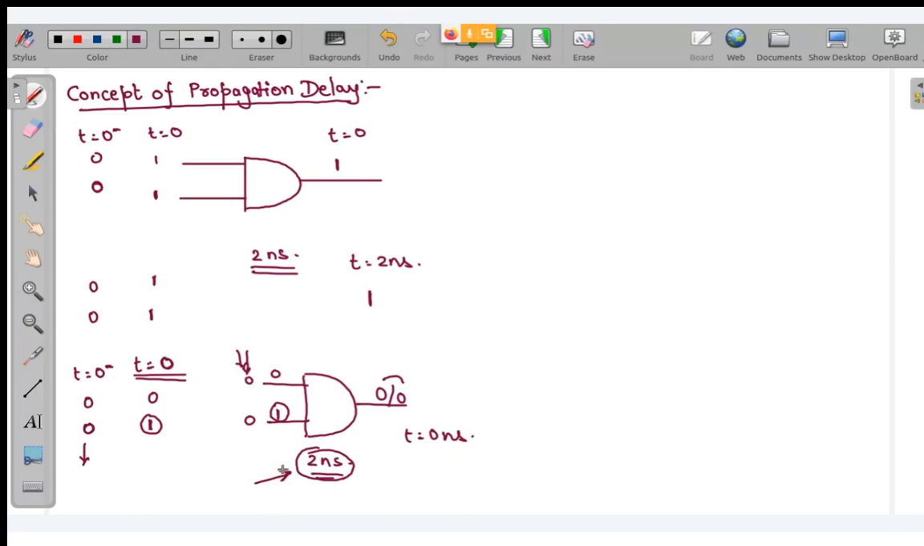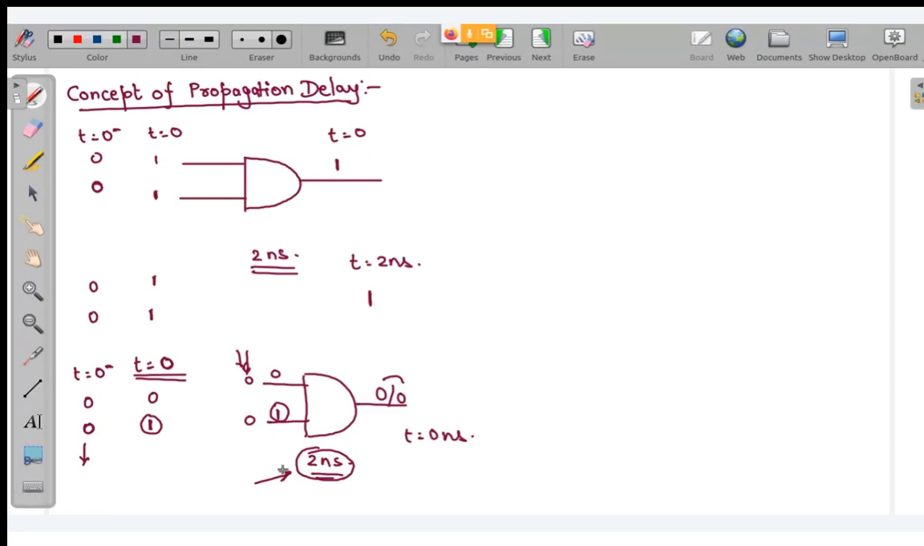Any doubt? Yes, tell me. We are changing our bits, right? Yes. The output is zero, but there should be a propagation delay, because we're changing the bits. But you tell me, if we are changing the bit, is your output making a transition?